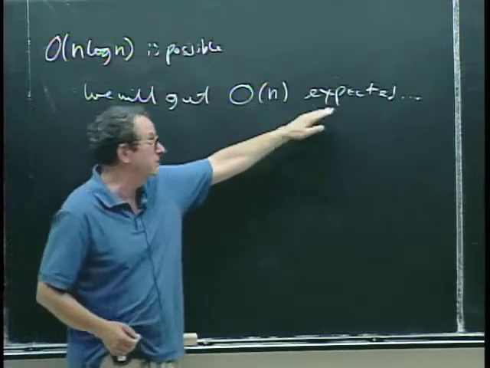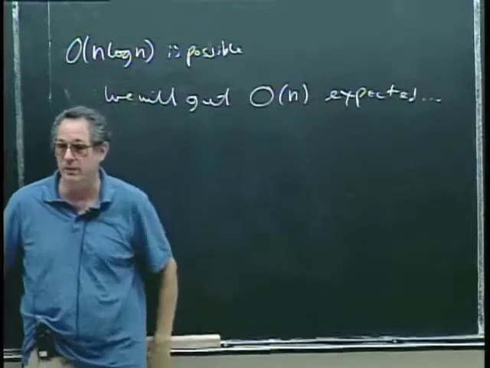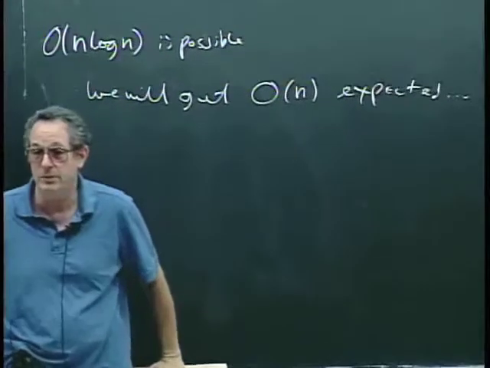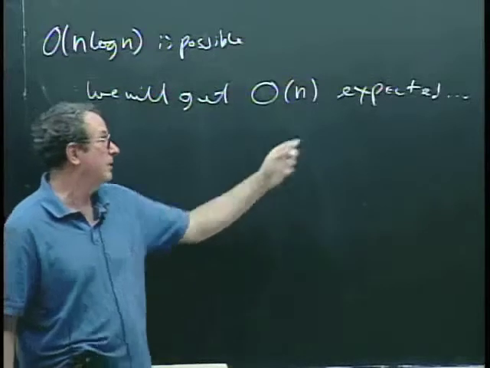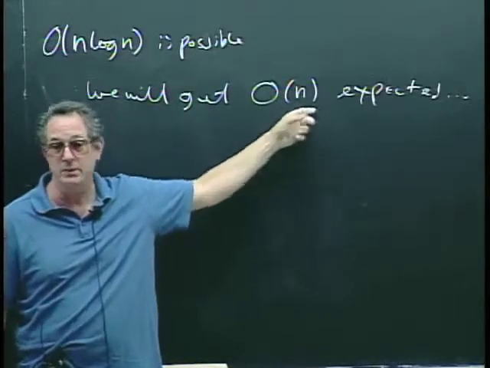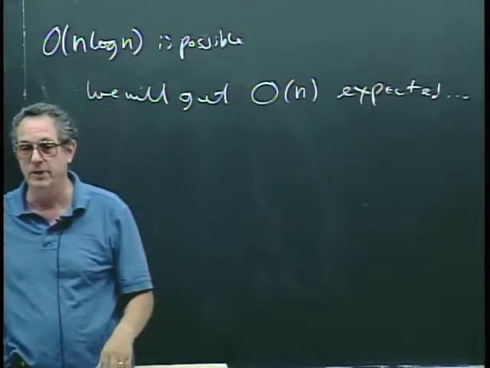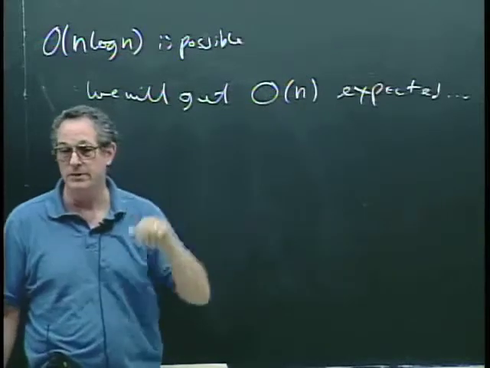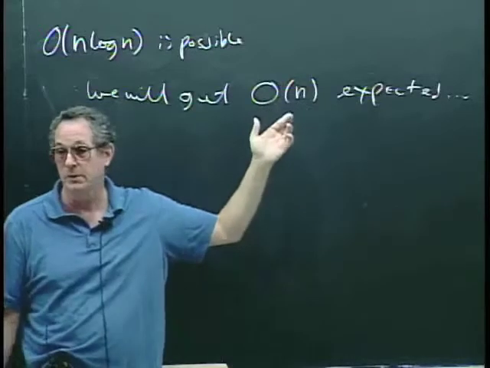Of course, this is an expected time. But I will mention that one of the great early results in algorithmic computer science is a deterministic algorithm to find the median that runs in order n time, but much more complex than this algorithm over here. So this algorithm, the select algorithm, finds the median in expected order n time. There's a completely deterministic algorithm that finds the median in order n worst case time.